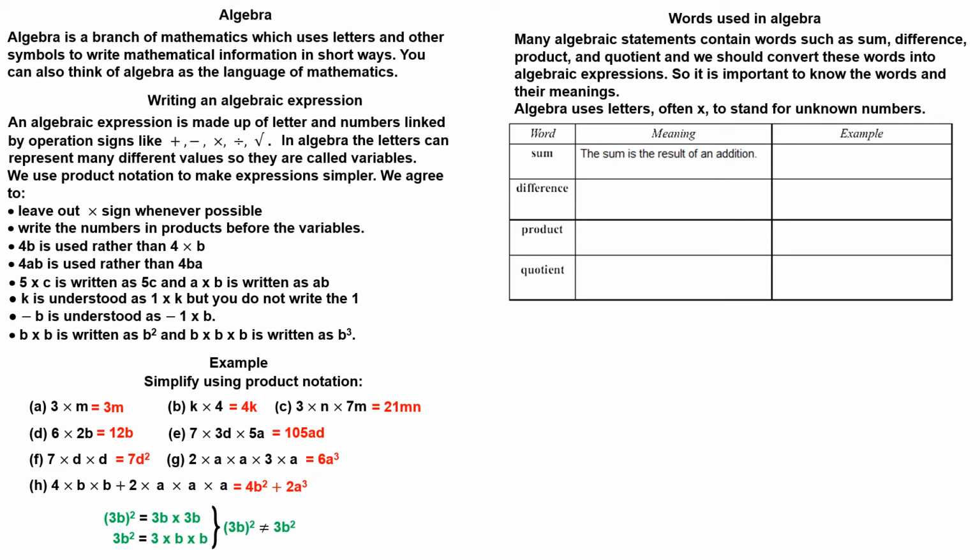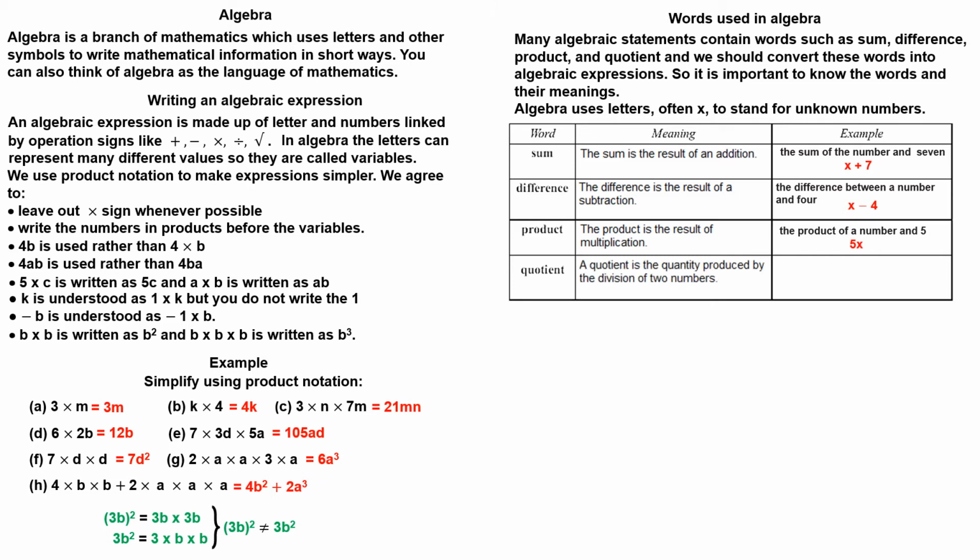The sum is the result of an addition. The sum of a number and 7, we write x plus 7. The difference is the result of a subtraction. The difference between a number and 4, we write x minus 4. The product is the result of multiplication. The product of a number and 5, we write 5x. A quotient is the quantity produced by the division of two numbers. The quotient of a number and 3, we write x divided by 3, or x over 3.